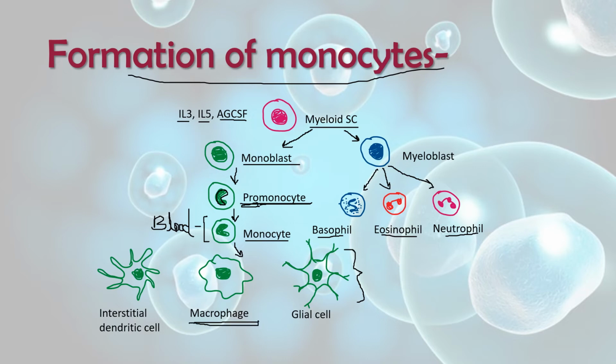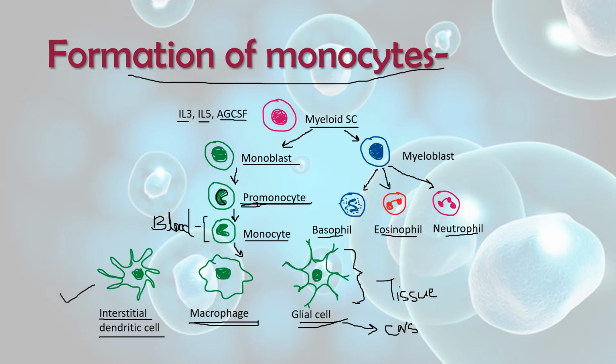Macrophages, as the name indicates, are very good in the phagocytosis process and are very big, huge cells, so we can say that these are macrophages. So in tissue, the monocytes are getting converted into macrophages. And if they are present in the CNS, central nervous system, or in the brain, they change into glial cells. And in the interstitial spaces, they change into dendritic cells.